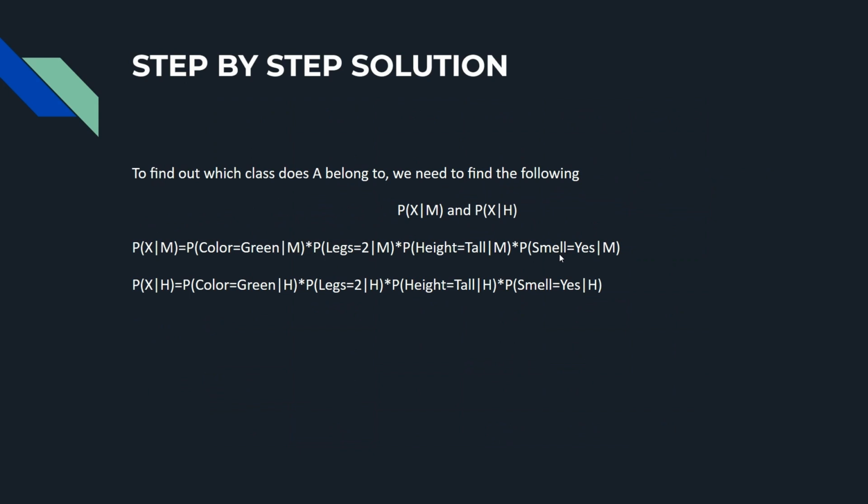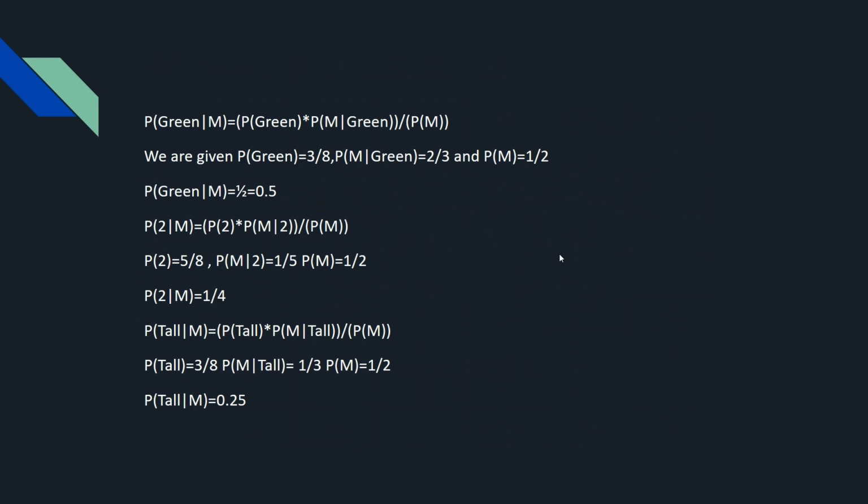After that, each and every element you should calculate. First, we will calculate P of green by M equals P of green into P of M by green by P of M. This is the conditional probability, that is Bayes theorem only we are using here, and you are calculating everything.